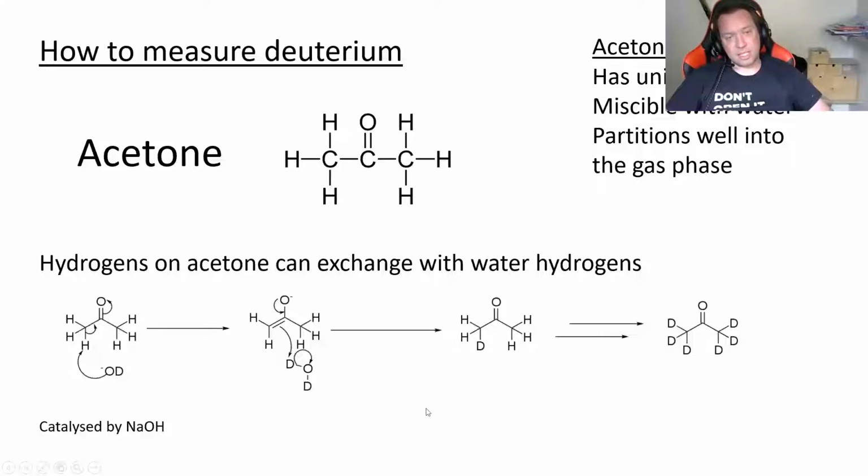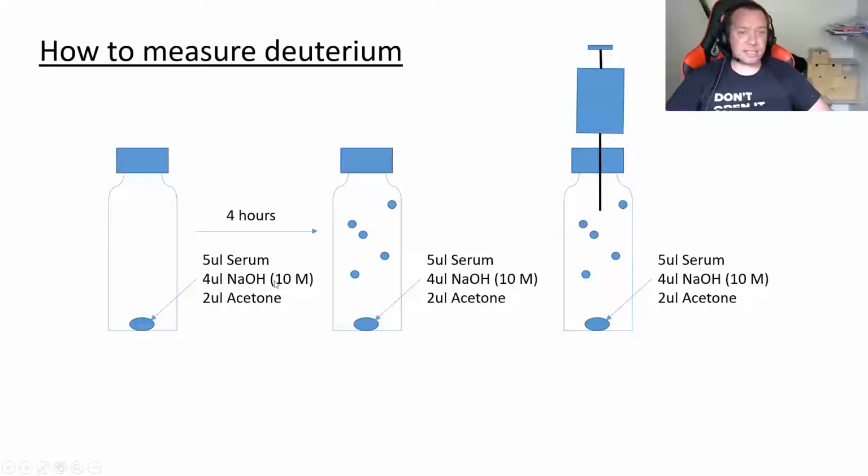And so this actually happens pretty quickly because what we're going to use as a catalyst is 10 mole of sodium hydroxide. So we take only 5 microliters of serum. We then take 4 microliters of sodium hydroxide and 2 microliters of acetone, mix them together, wait 4 hours, and then we do something called headspace sampling.